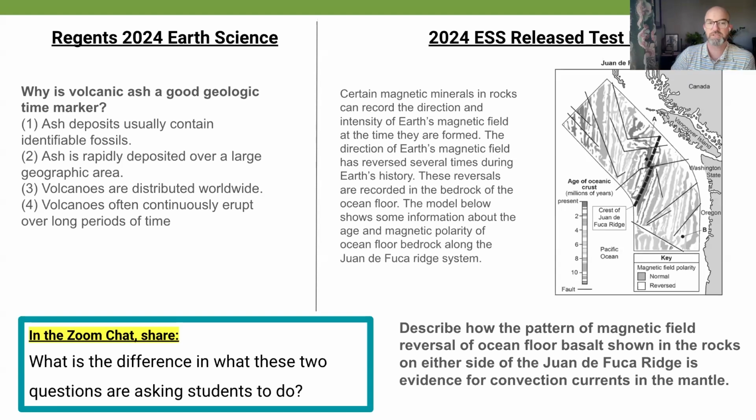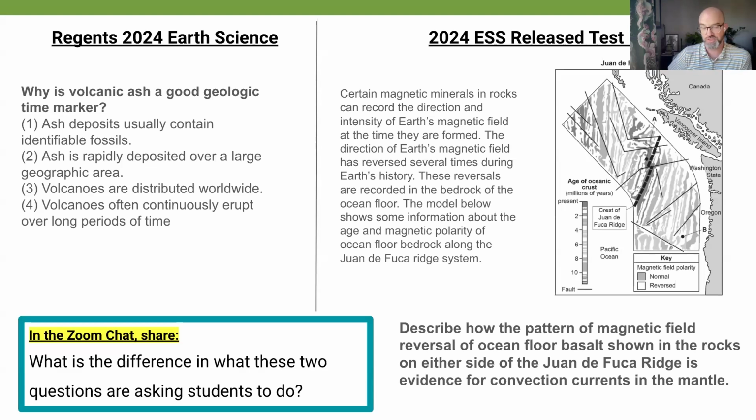What's the difference in what these two questions are asking students to do? Question one from the Regents, question two from the NIST. The first question is really just a memorization question. You either know how volcanic ash can be used as a geologic time marker, or you don't.